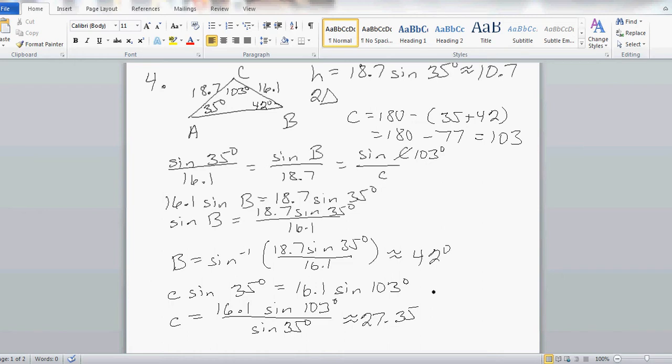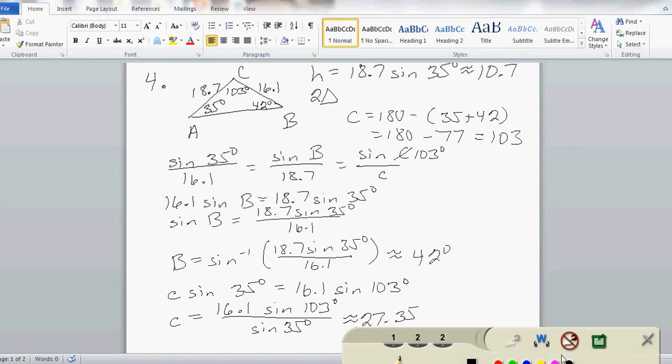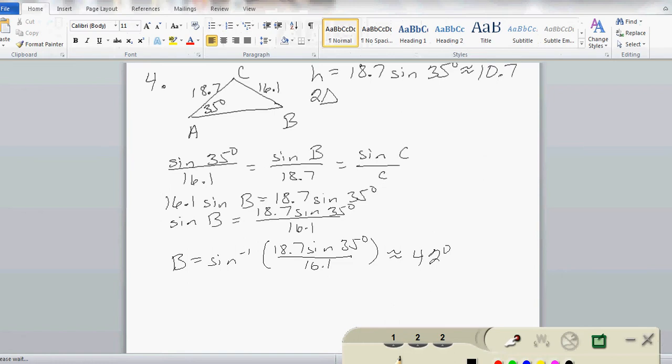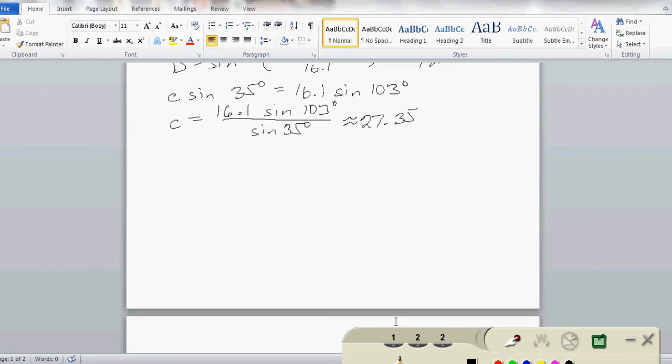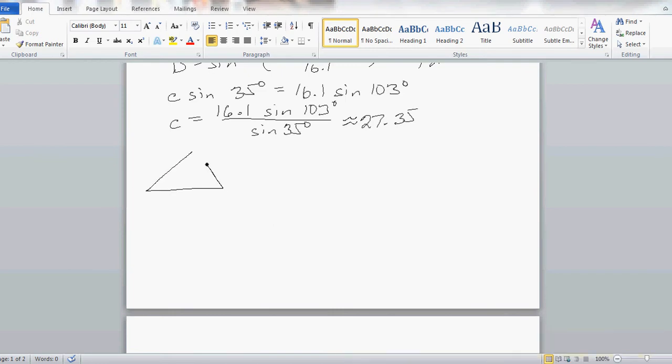Now, that's all fine and dandy for one of the triangles. However, we now need to do the second triangle. And here we go. I'm going to rewrite what we knew from the beginning. Angle A was 35 degrees, a was 16.1, and b was 18.7.